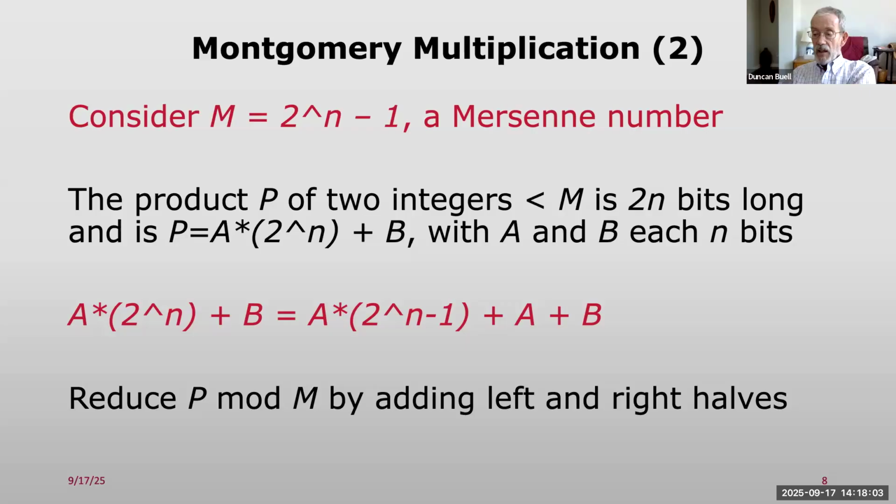And this is why Mersenne numbers are the largest known primes: you can do the arithmetic even for numbers that are huge. The largest known Mersenne prime is several thousand bits long. And you can do the arithmetic because you don't have to divide. And this is a very big deal.